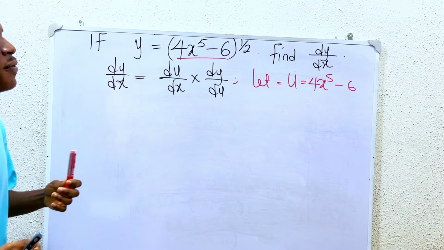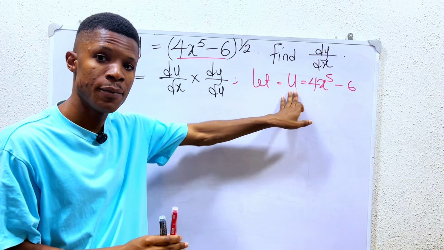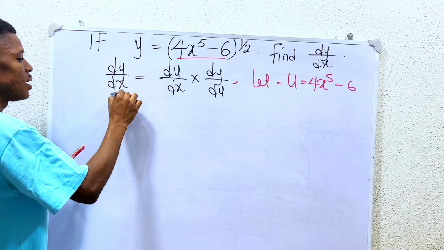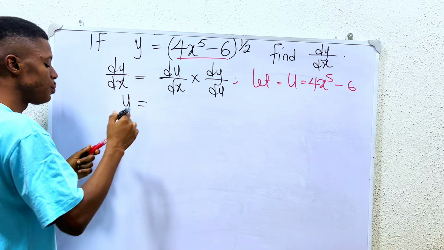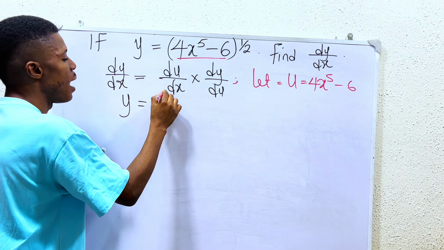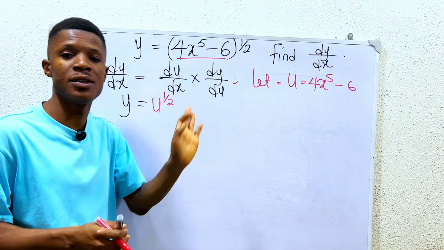So the first thing we have to do is, since u is defined to be this, we have to redefine our y. So we can now say that y is equal to u raised to power half. This is u because u is all the term in the bracket.